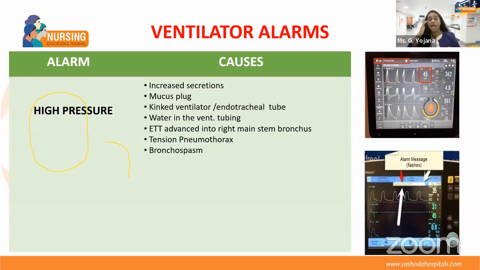Externally, you have to start from the circuits. Check the ventilator circuit to see whether there is any water in it. If there is no water, go on to the humidifier. Are there any secretions in the humidifier, or is it contaminated? If there is no problem in the humidifier, then go to the ET tube. Check whether the patient has bitten the tube, or if there is any leakage. If there is no problem externally, then the problem will be inside. Inside, the tube may have advanced into the right bronchus, or the patient may have a tension pneumothorax or bronchospasm.